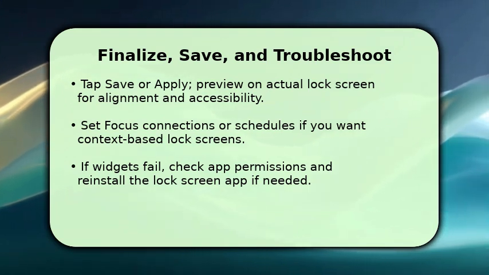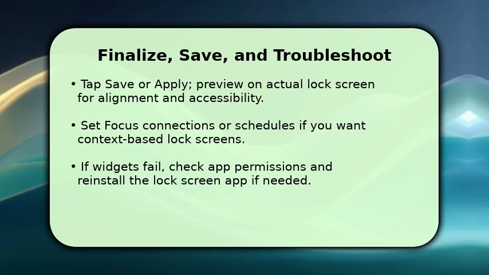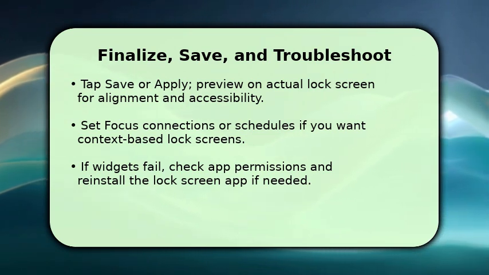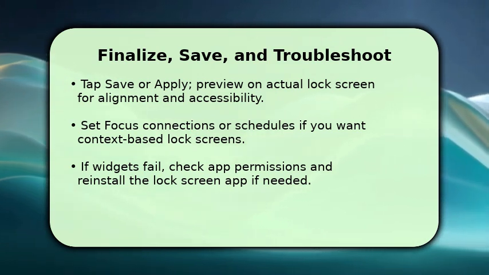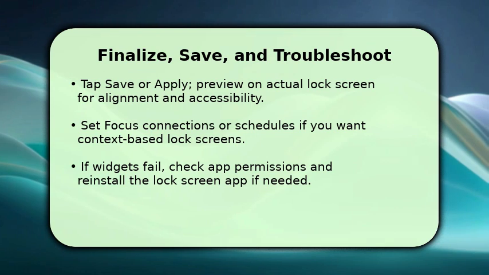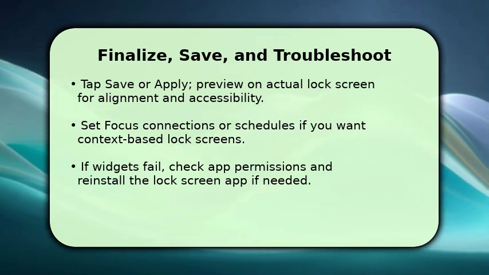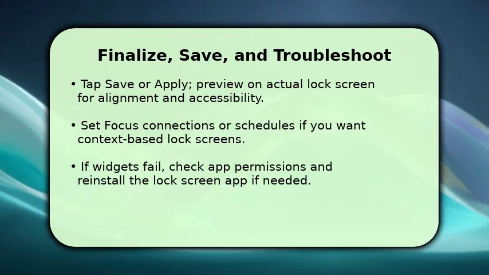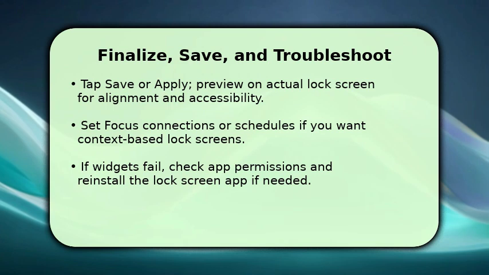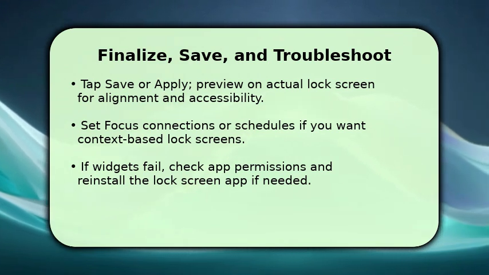Make sure to set focus schedules if you want different screens during work or sleep so the phone switches automatically. Once satisfied, lock the phone and test each shortcut and widget. If something doesn't show or update, check app permissions in settings, restart the phone, and, if it persists, reinstall the lock screen app. That sequence resolves most display or permission issues quickly.